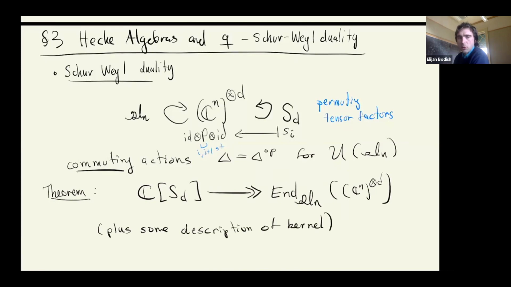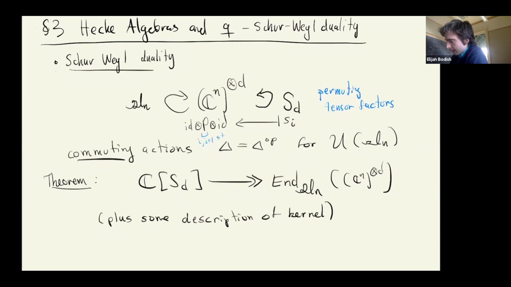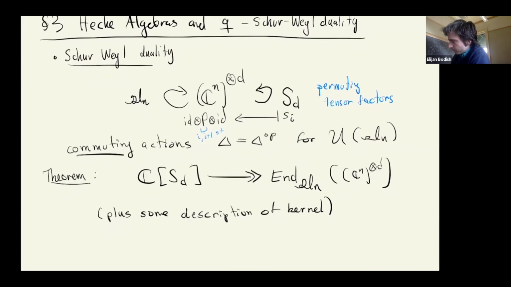So this is just motivation. It's the classical story. And we already know what the quantum analog of the special linear group is. This is this generators and relations algebra U_q(SLN) that we've been studying. And we just need to introduce what the quantum analog of the symmetric group is. So that's what I'll do next.